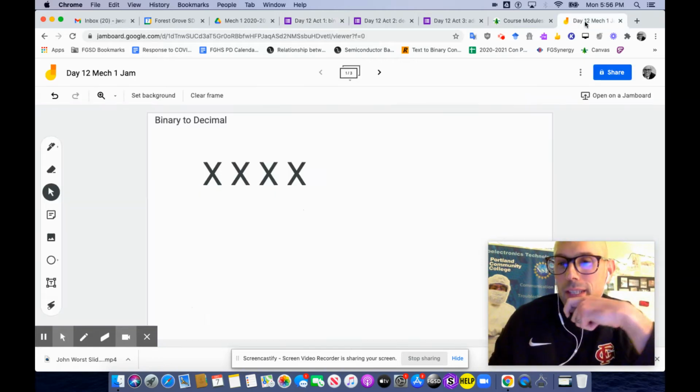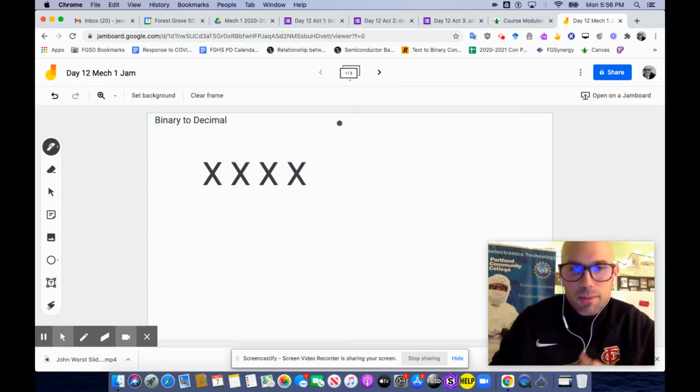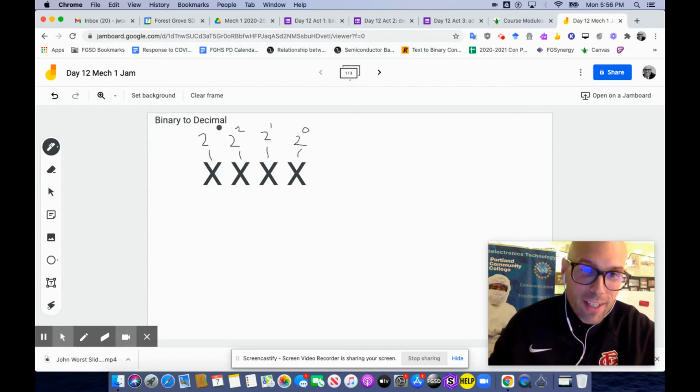So let me walk you through that. Last class, we talked about this, but sometimes it takes longer than one time to get something. So the first place is worth 2 to the 0 power. Second place is worth 2 to the 1 power. This is in binary. Third place is 2 to the 2 power, and the fourth place is 2 to the 3 power.